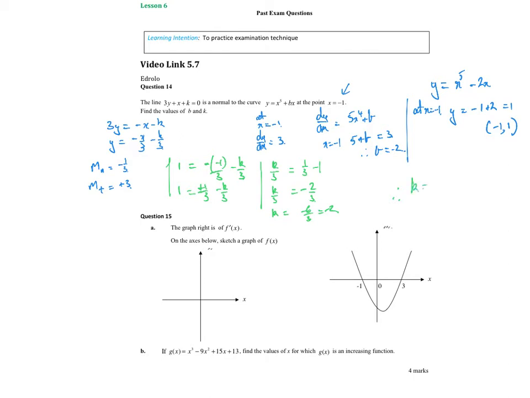Therefore, let's write the answers clearly. K equals -2 and b equals -2. Done.